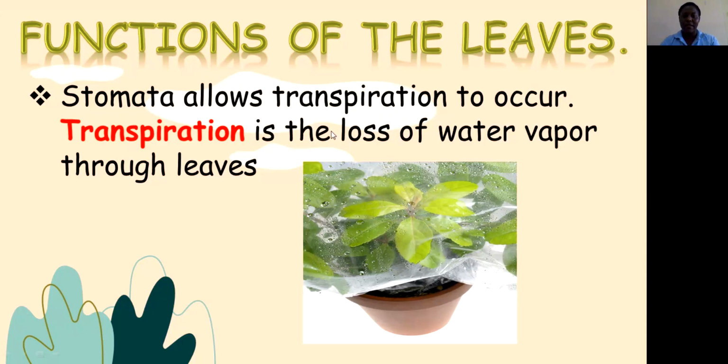Because stomata allow transpiration to occur. Transpiration is the loss of water through the leaves. You will find a lot of water in the plastic bag because plants lose water through the leaves. They lose water. They take out water. Like you, when it is too hot, you sweat. You sweat a lot. When it is too hot, you lose water from your body.